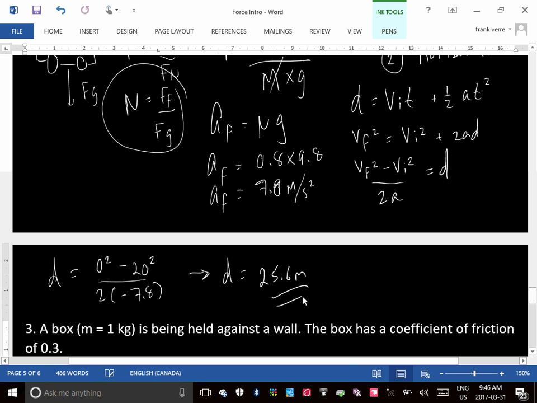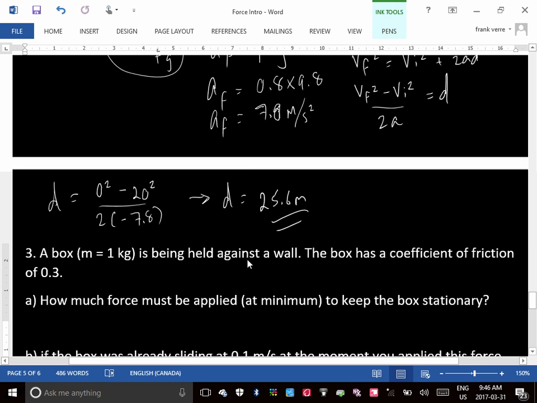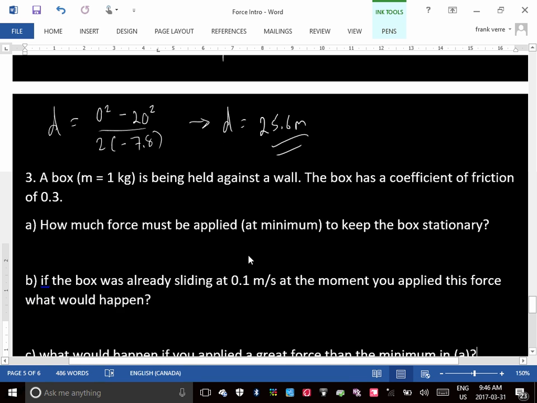25.6. Yeah. You could figure out the time, because you have the acceleration, you have your Vi, you have your Vf, so you could find the time and then use V average times time. Or you can use that equation, d equals Vi t plus half a t squared. Yeah. You also have the two conditions you had at the top.